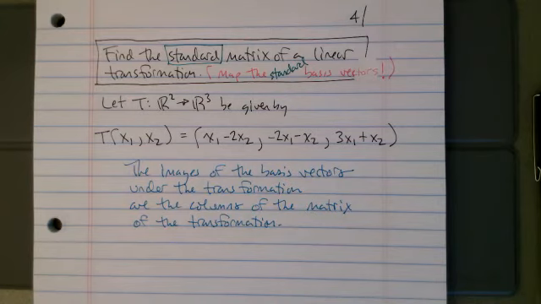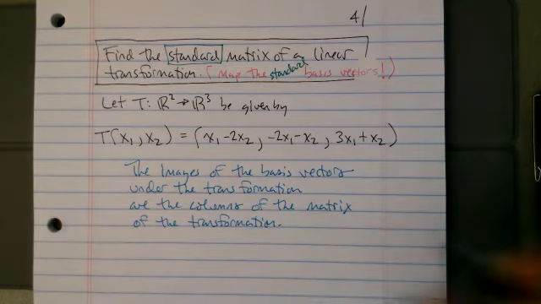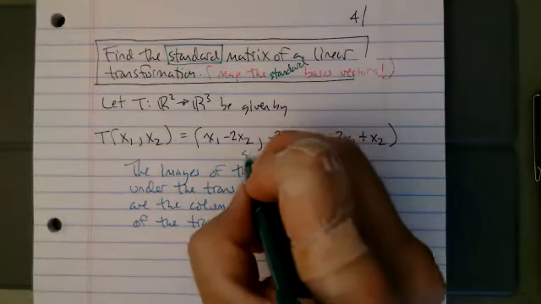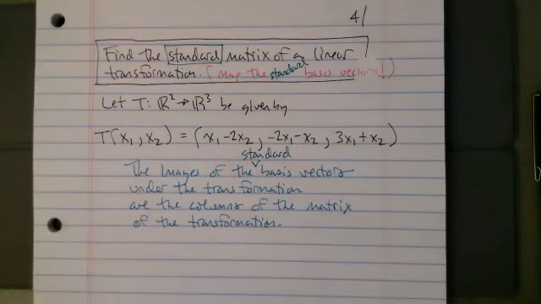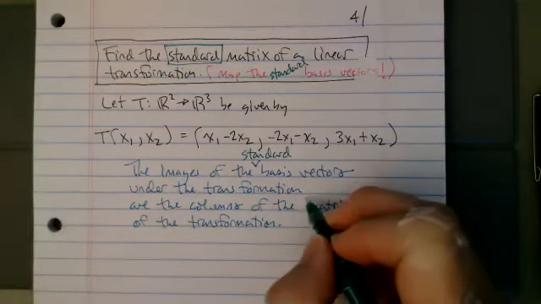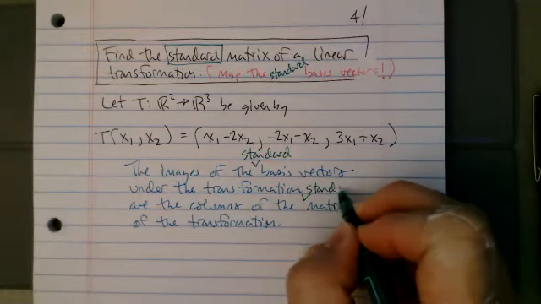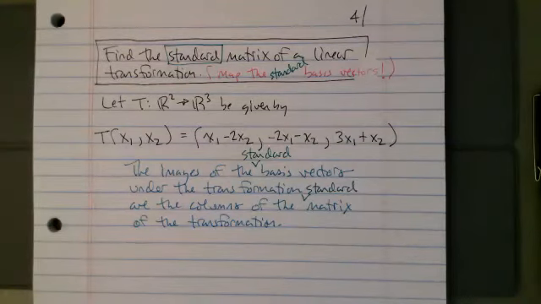If we want the standard matrix of the transformation, then we'll map the standard basis vectors. So if we insert in here standard, if we map the standard basis vectors under the transformation, we'll get the columns of the standard matrix of the transformation.